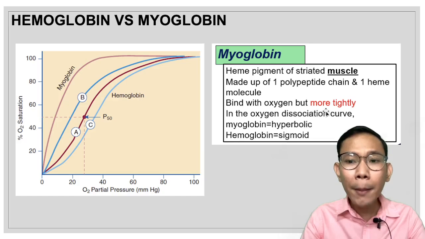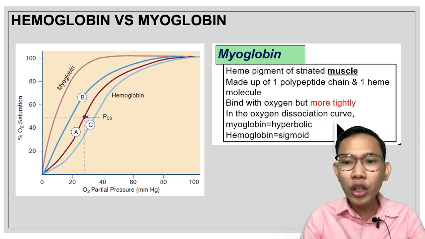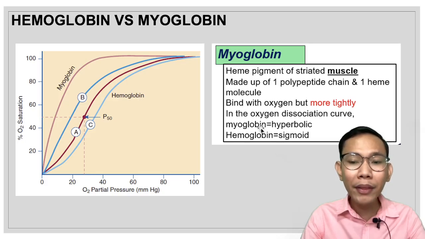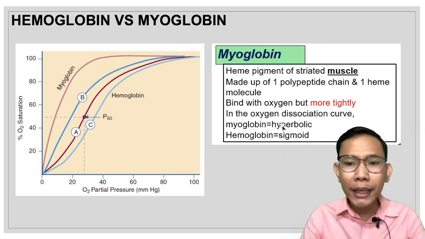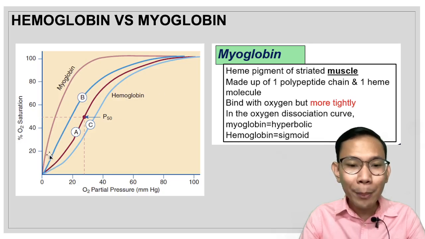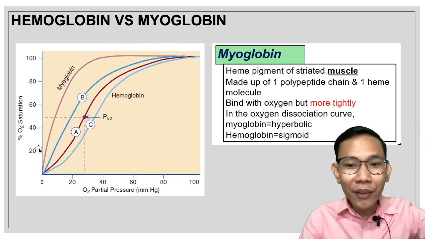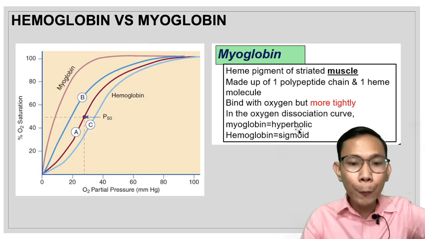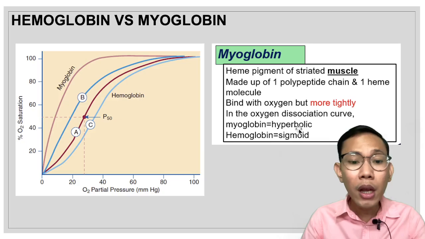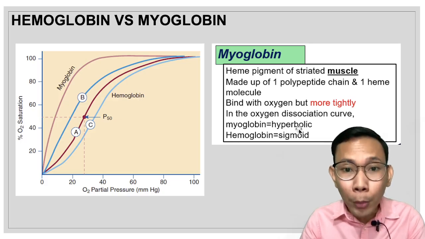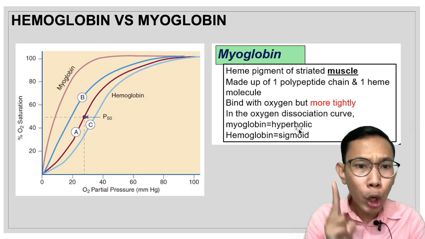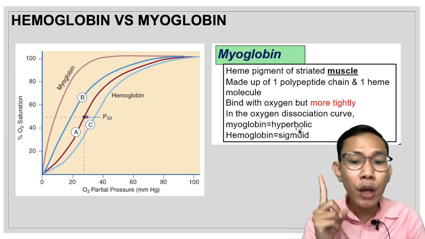It binds with oxygen but more tightly. In the oxygen dissociation curve, your myoglobin is hyperbolic. Di ba kanina yung hemoglobin natin, it's sigmoidal. Pag myoglobin, it's hyperbolic kasi it binds to your oxygen more tightly. Tingnan nyo, yung myoglobin graph natin is towards the left. It's really towards the left of the graph. Kaya it becomes hyperbolic. So, again, your myoglobin is present in your cardiac and your skeletal muscle and is a 17,000 Dalton monomeric protein. Remember, your hemoglobin is tetrameric. Your myoglobin is monomeric.